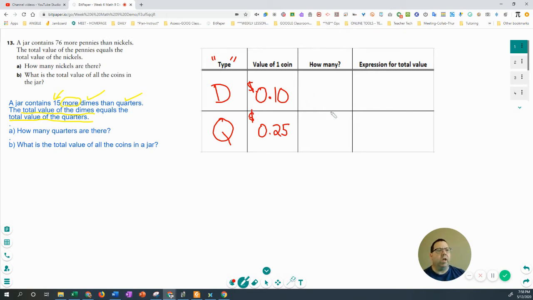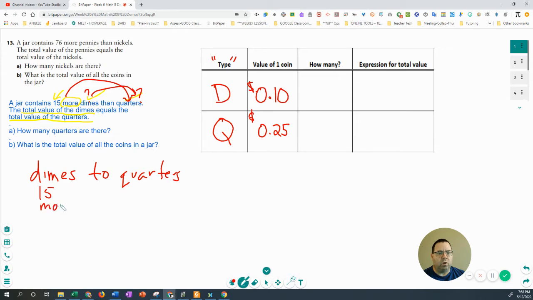So how many dimes do we have? Now we reach the issue. We have 15 more dimes than quarters. That doesn't tell us how many dimes we have. That just simply tells us the relationship of dimes to quarters. So I don't know how many dimes I have, and I don't know the amount of quarters. I just know the connection of dimes to quarters. I know the relationship of dimes to quarters. In other words, there's 15 more of these suckers. There's 15 more dimes.